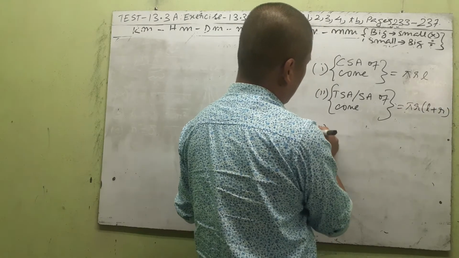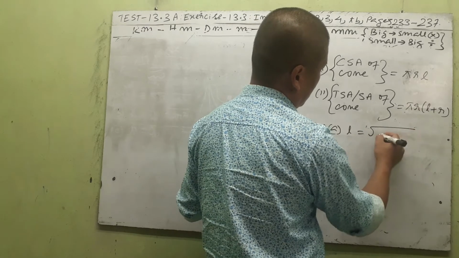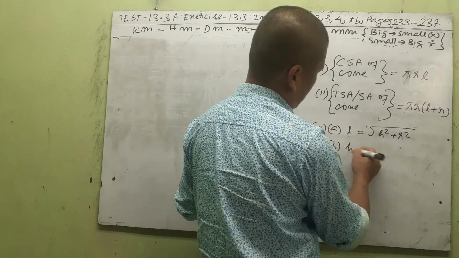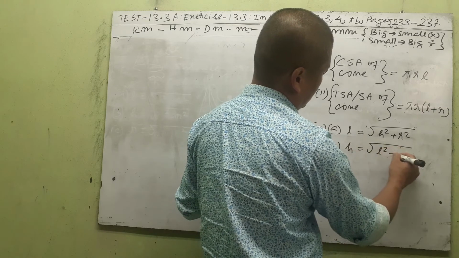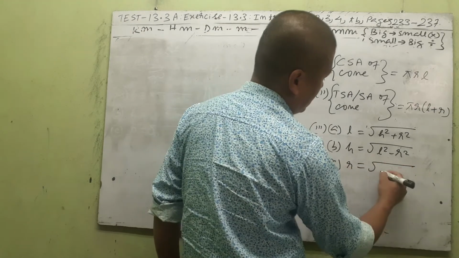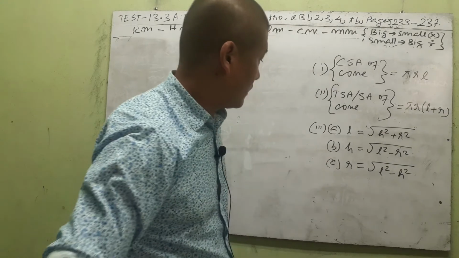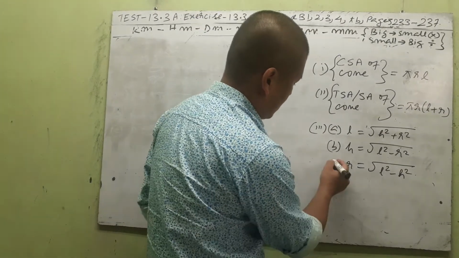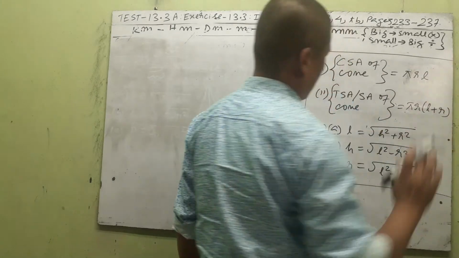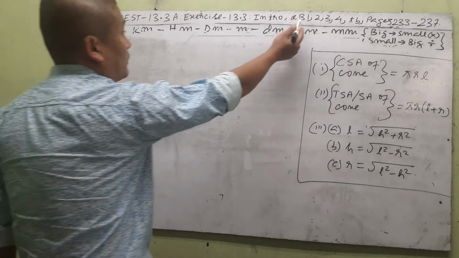The third formula, A, first one, find L: root over H squared plus R squared. To find H: root over L squared minus R squared. To find R: root over L squared minus H squared. These are the formulas that we need to remember clearly. So let's keep it like that. Let's start with now B1. So let's start.